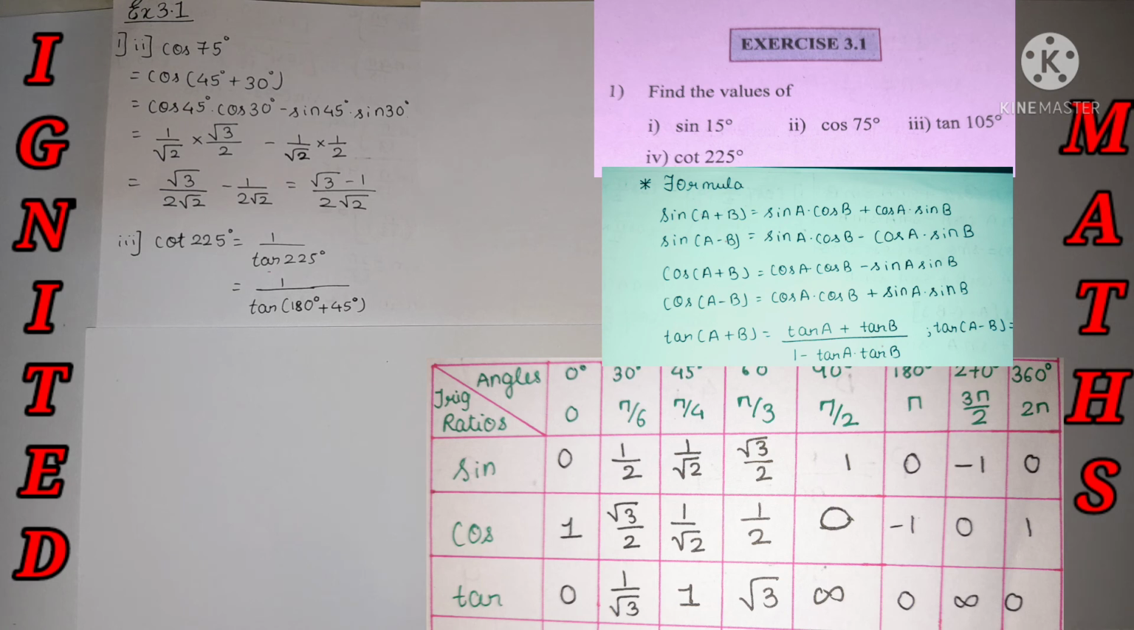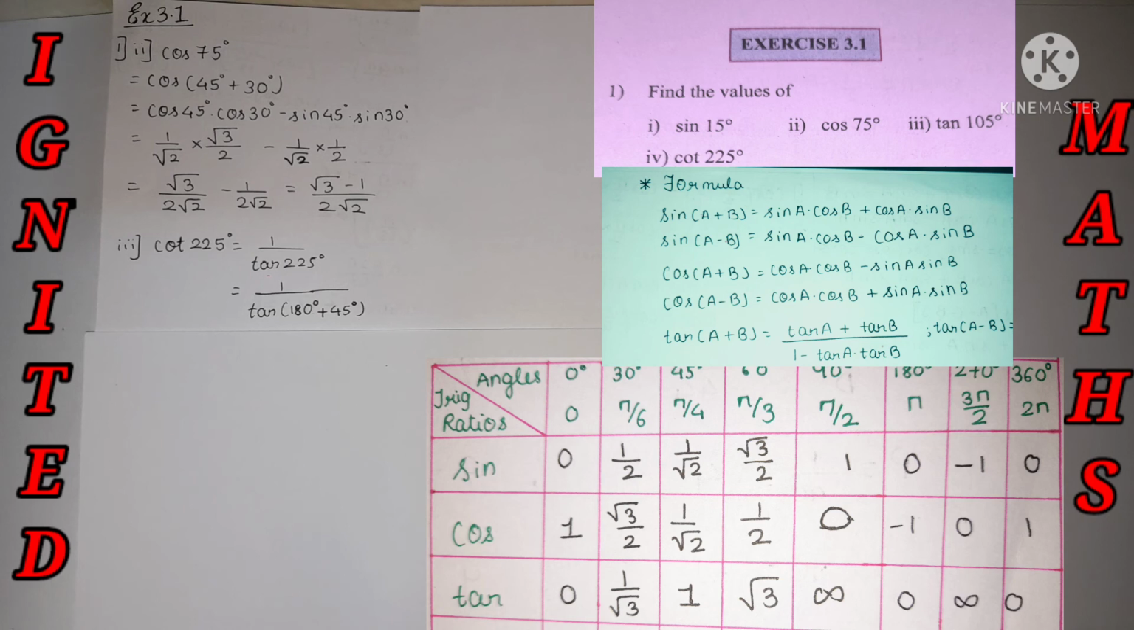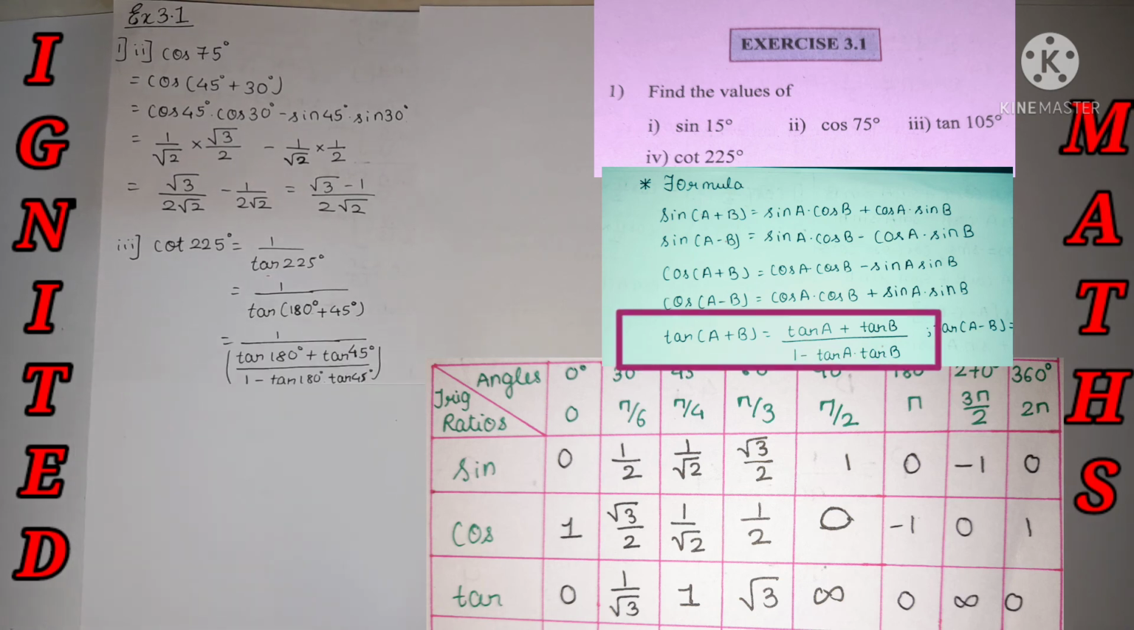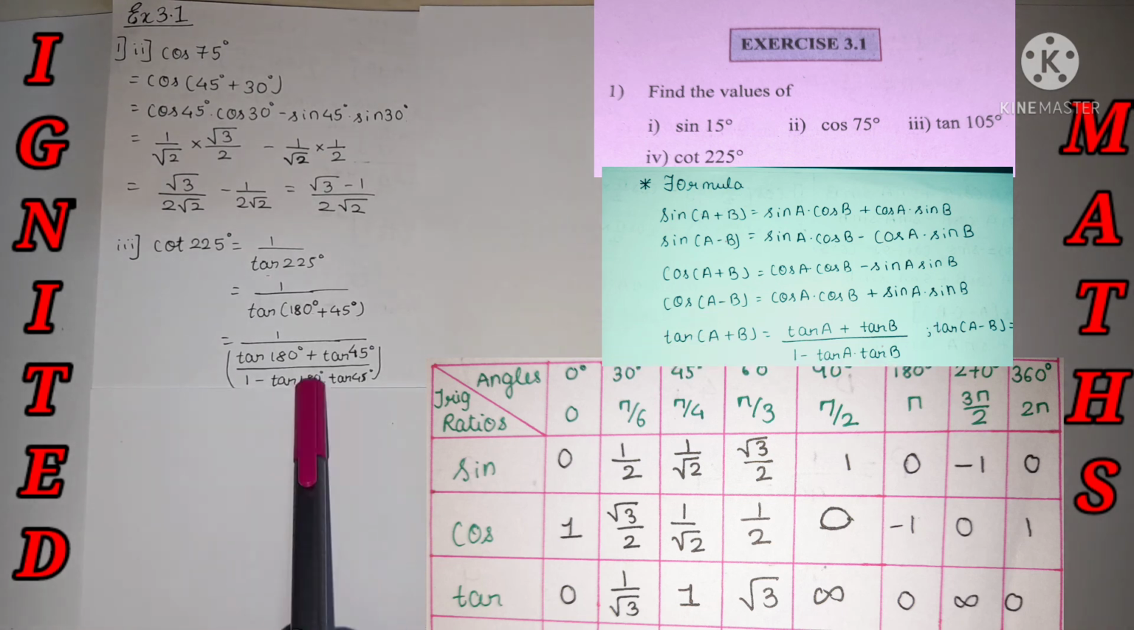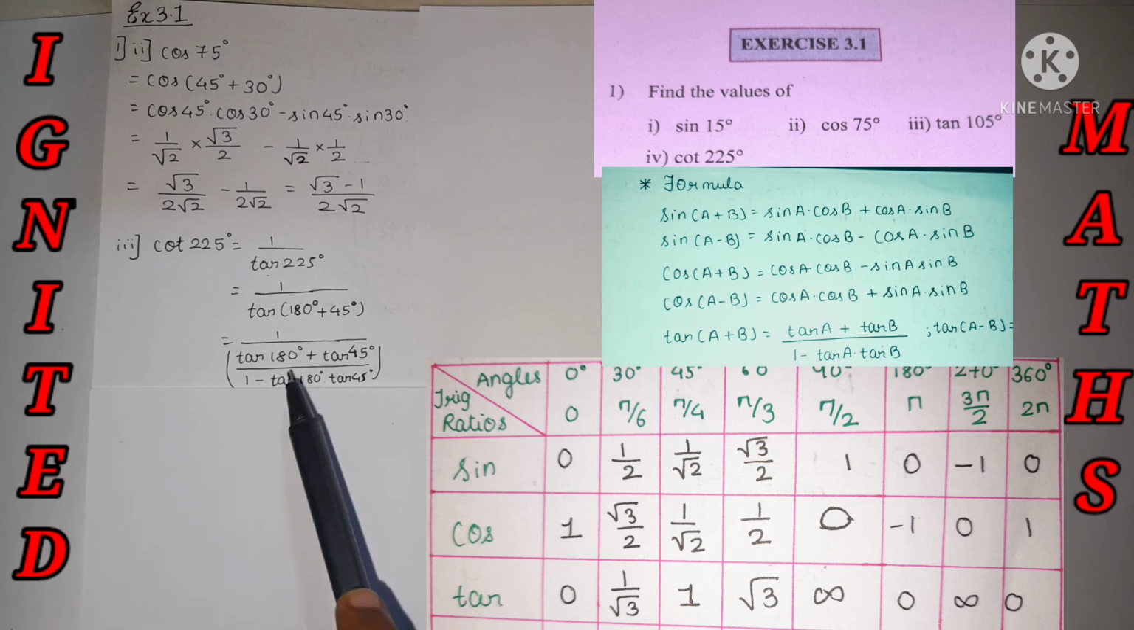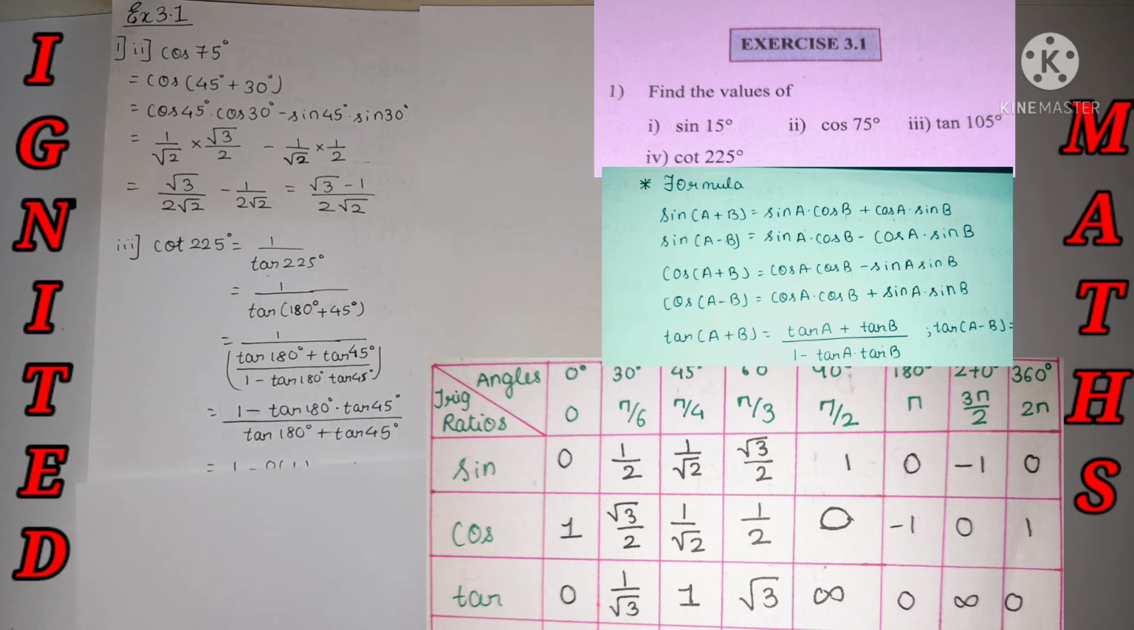So we have lots of ways we can do it anyway. Just apply the formula of tan A plus B. It's nothing but tan A plus tan B divided by 1 minus tan A tan B, and A is 180 degree and B is 45 degree. We have the values of tan 180 degree and tan 45 degree, each and every value is available from the trigonometry tables. So just put it in and we will get the answer as 1. This is how we need to find it.